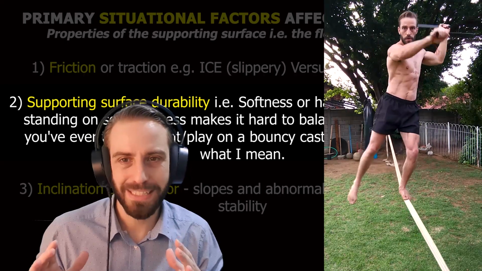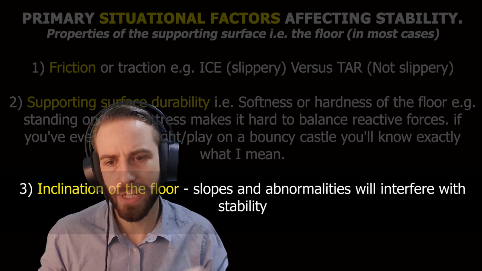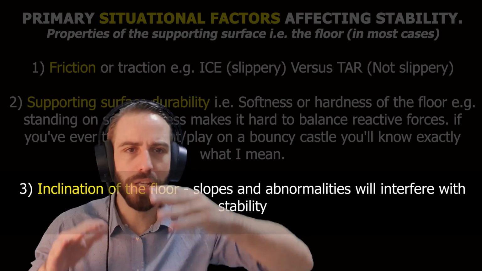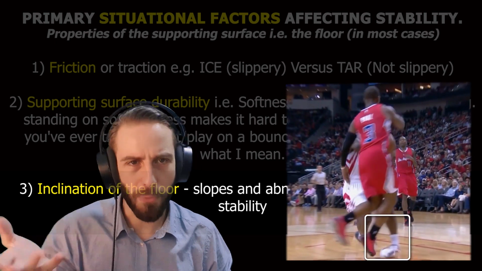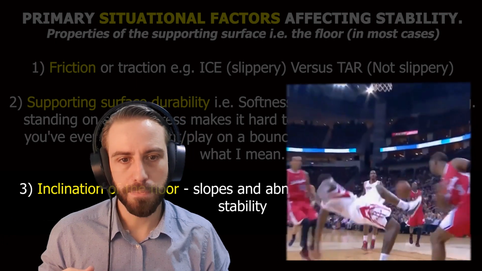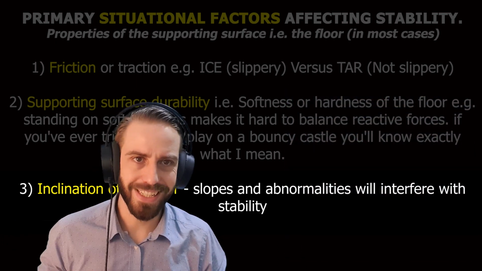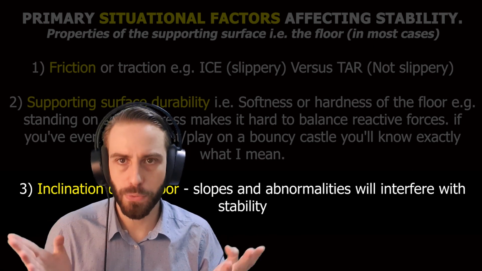And moving on to inclination of the floor, so that's number three. We're just talking about slopes and abnormalities and deviations. For example, if you step on a rock or something, that's going to interfere with your stability majorly. You're not likely to encounter something like that in the ring, but it is a situational factor we need to be aware of.